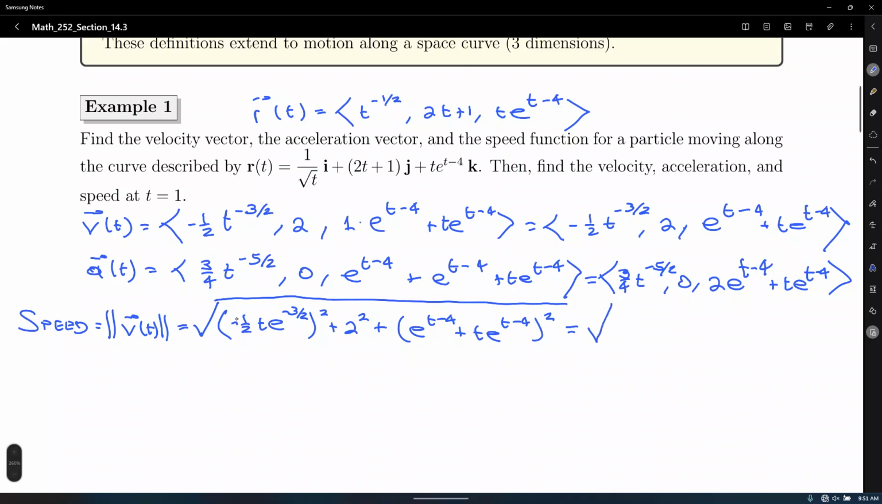Okay, so here, number one, this negative 1/2 squared is going to give us a positive 1/4 t. By the way, where did I get this 3?